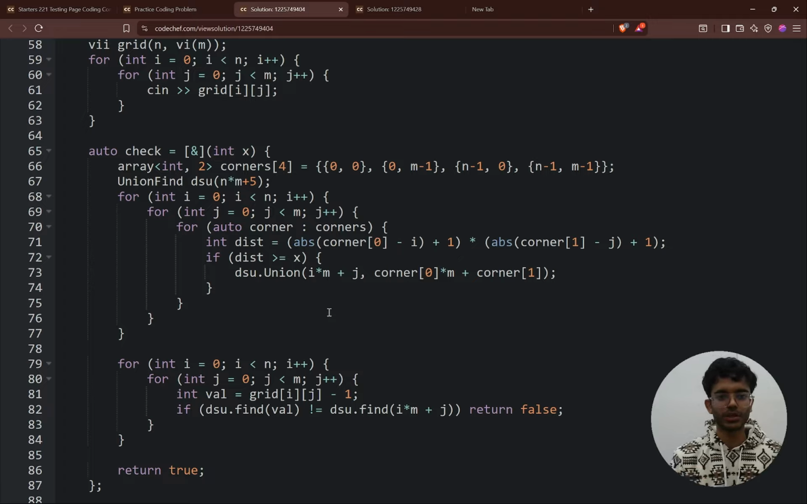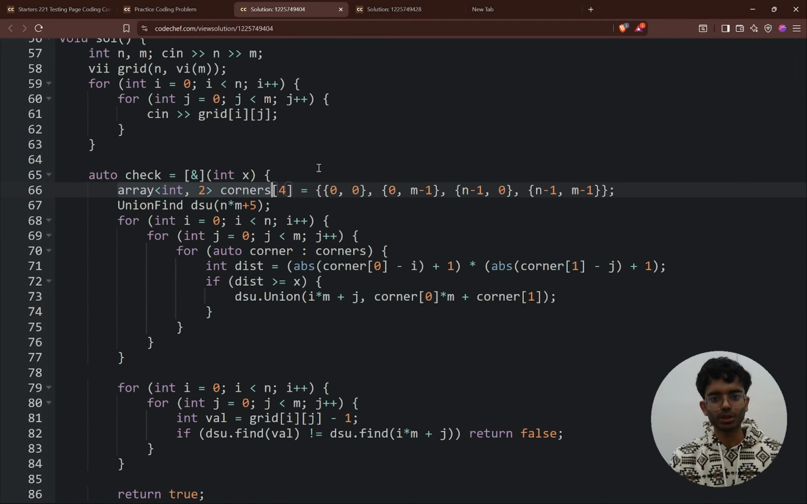Now, let's see the check function. So we have four possible corners, right? By the way, there is zero-based indexing everywhere. So instead of 1, 1, there is 0, 0. Instead of 1, m, there is 0, m minus 1, and so on. So these are the four corners which I need to connect every node with, if possible.